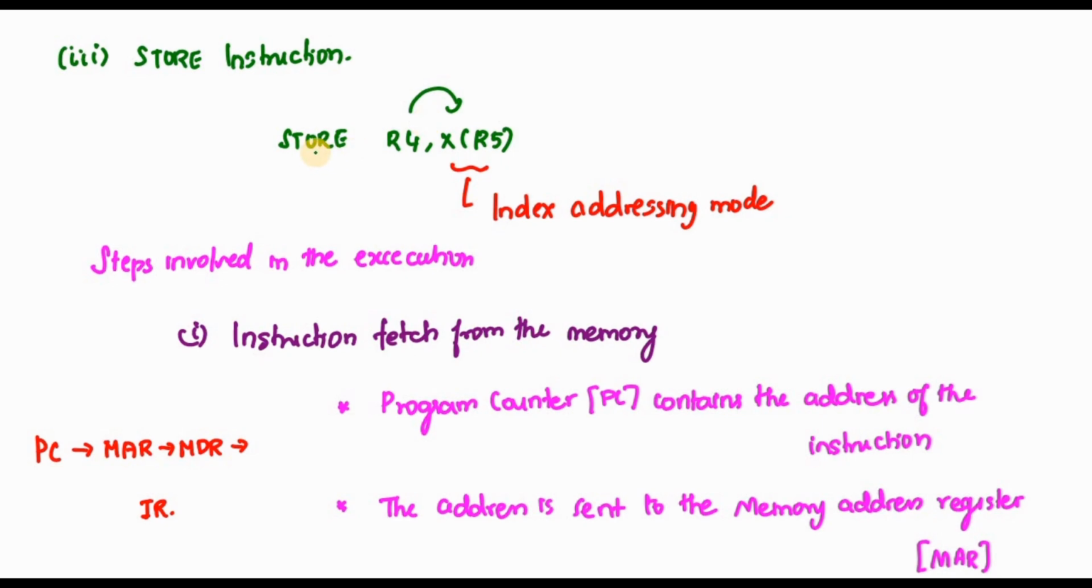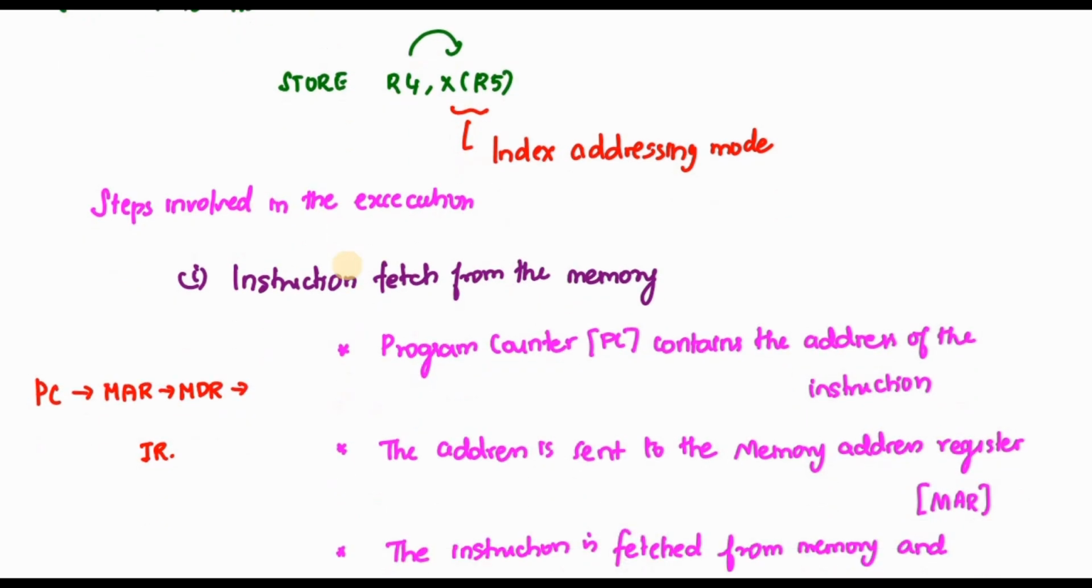Next, let us discuss the store instruction. Here the store instruction is STORE R4, X(R5). This is similar to the load and arithmetic instructions, but in the load we load the data from X(R5) to R4, whereas in the store we store the data from R4 to X(R5). So here it is nothing but an index addressing mode.